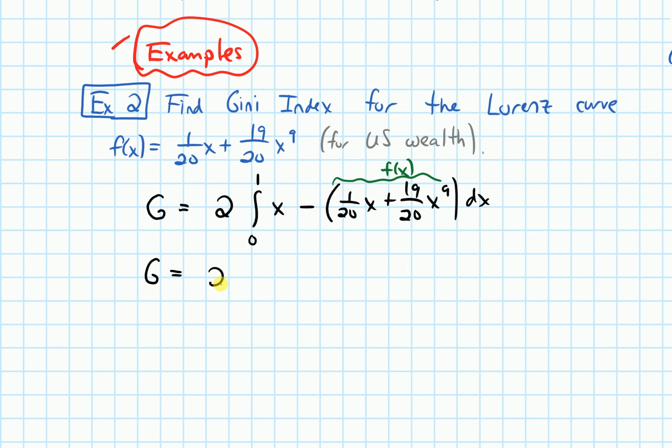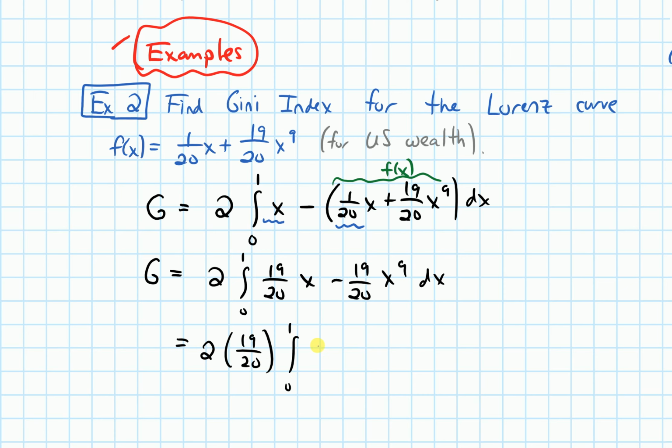So we get G equals 2 times the integral from 0 to 1. If we distribute that negative sign, we can combine this x and the minus 1 over 20 x. You can combine these terms by getting a common denominator. If we do that, we'll get 19 over 20 x, and then minus 19 over 20 x to the 9 dx. And to make my arithmetic a little bit easier, I'm going to go ahead and factor out this 19 over 20. So we'll get 2 times 19 over 20 factored, times the integral from 0 to 1 of x minus x to the 9. And from here, it's not too bad.